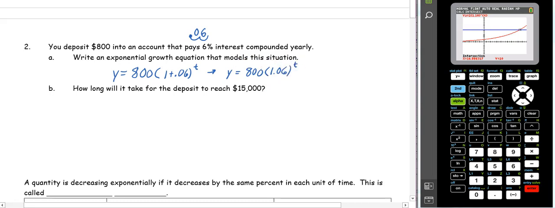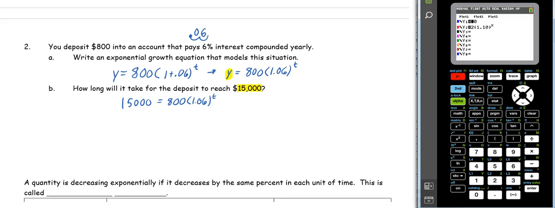So if it says how long will it take for your deposit to reach $15,000, we're going to put 15,000 in for y. So we have 15,000 equals 800 times 1.06 to the t power. So in our calculator, we're going to hit y equals. 15,000 is our y1. y2 is going to be the other side of the equation, so 800 parenthesis 1.06 to the power of t, which remember we're going to use an x for.